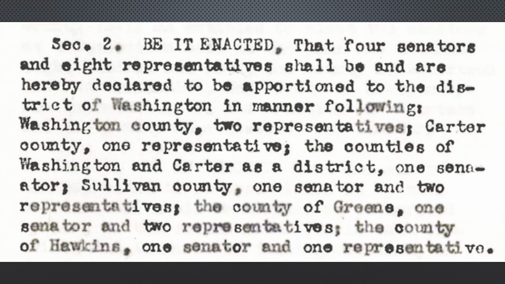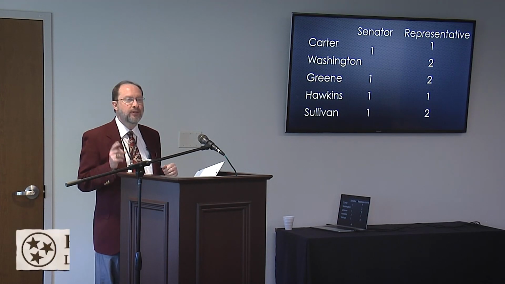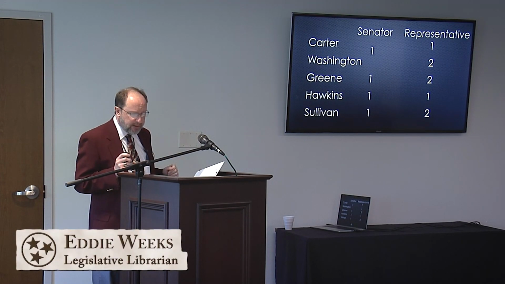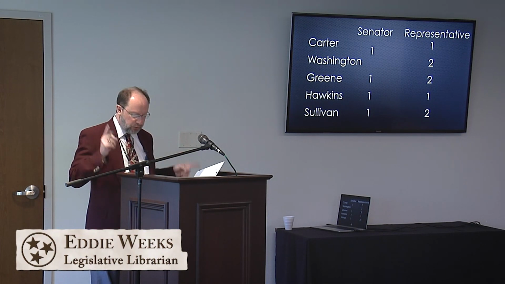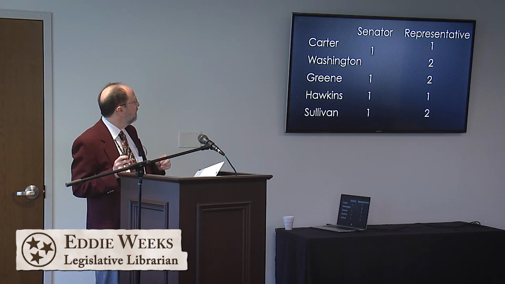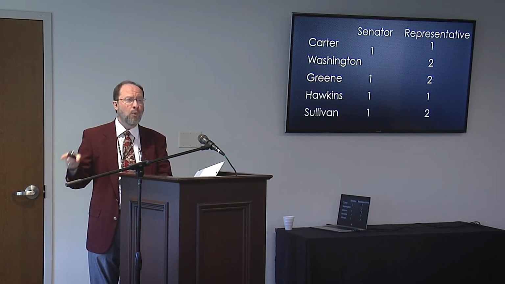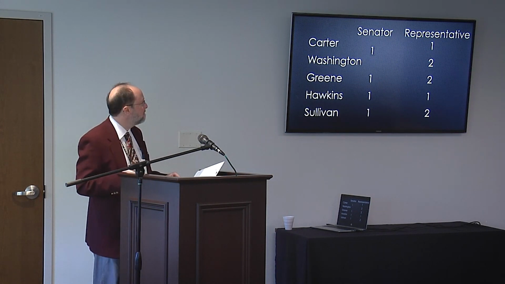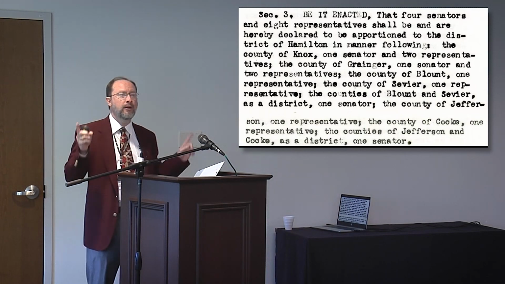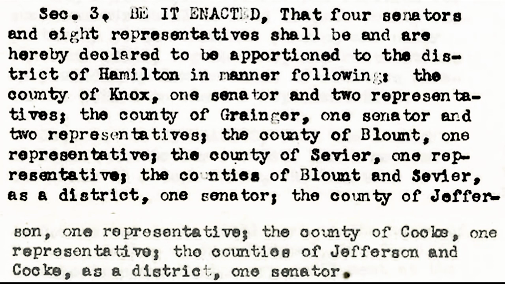Now think about that. Carter and Washington counties shared 1 senator, but Washington County also had 2 representatives. Greene and Sullivan both had 2 representatives and 1 senator, while Hawkins had only 1 representative, but also had its own senator, which was more than Carter or Washington had. The Hamilton District also had 4 senators and 8 representatives. Knox and Granger counties each had 1 senator, and Blount and Sevier counties together had 1 senator, and Cocke and Jefferson counties together had 1 senator.